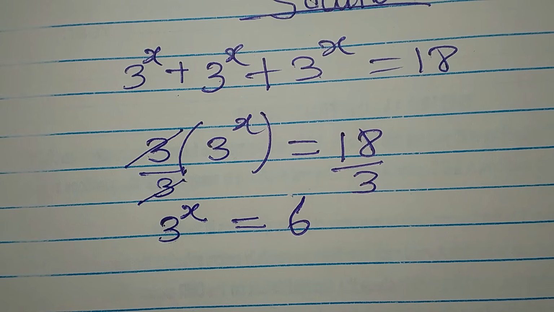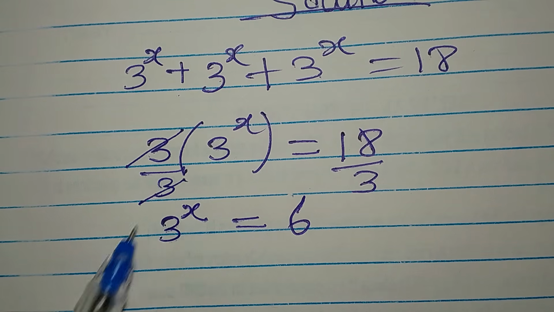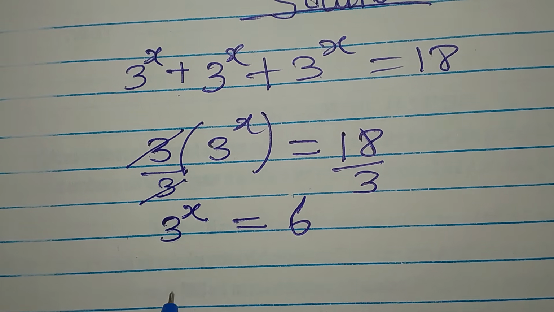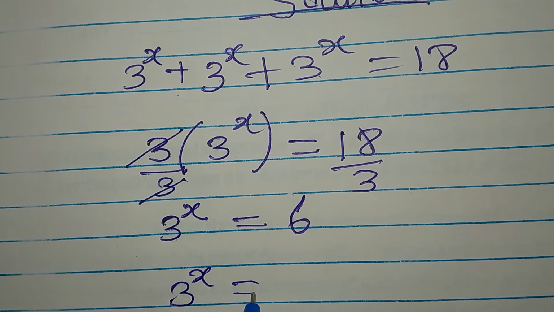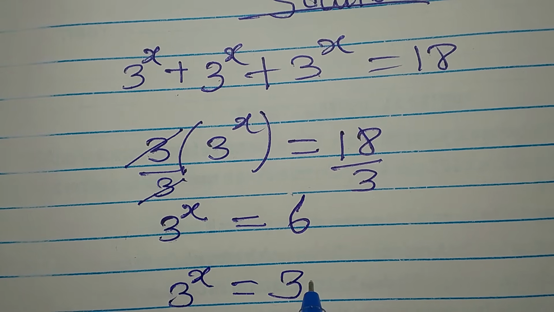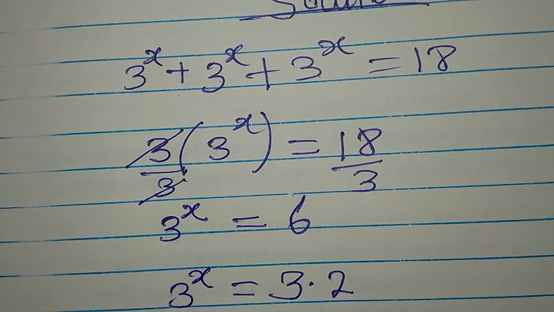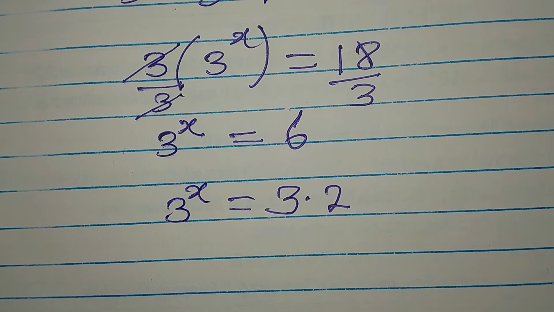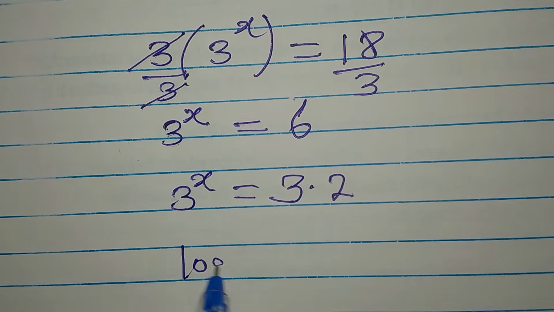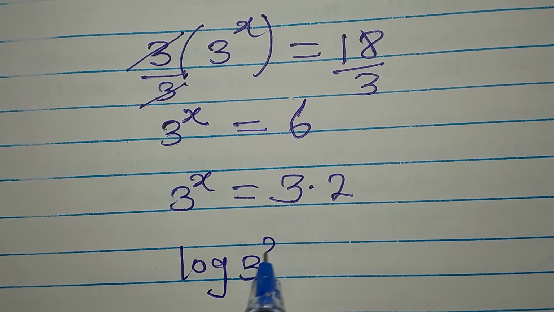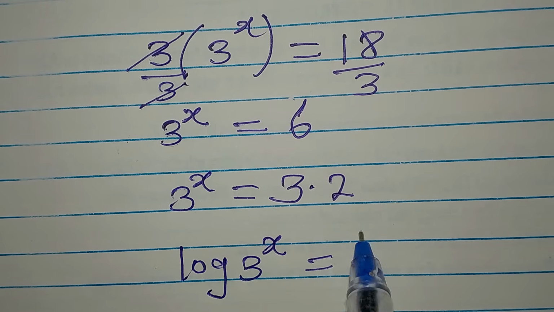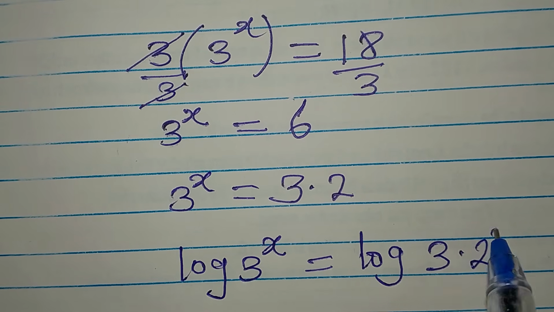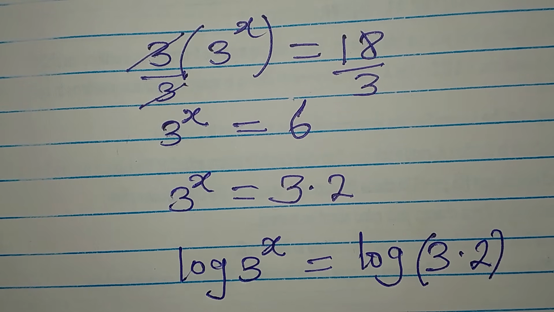Okay, now 6 cannot exist in this form. We can't write 6 in the base of 3, because 6 is the same as 3 multiplied by 2. So the best thing to do now is to take the log of both sides. We take the log of 3 to the power of x equals log of 3 times 2. If you like, you log this.